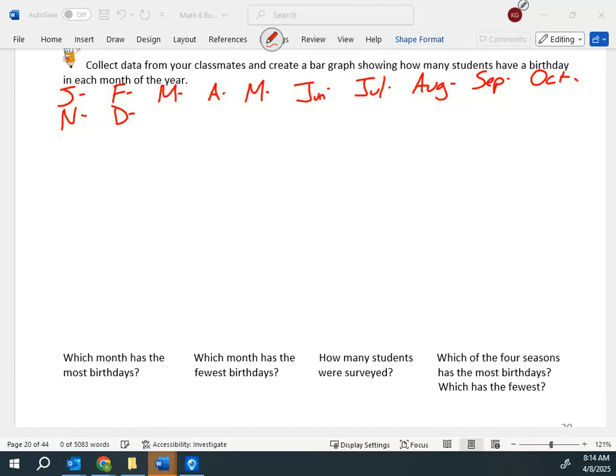Raise your hand. So we have 0 in January. How many have a February birthday? And I have a February birthday, so that's 2 of us. How many have a March birthday? That's 1, 2, 3. How many have an April birthday? 1, 2, 3, 4. How many have a May birthday? 1, 2. How many have a June birthday? 1, 2, 3. Raise your hand.